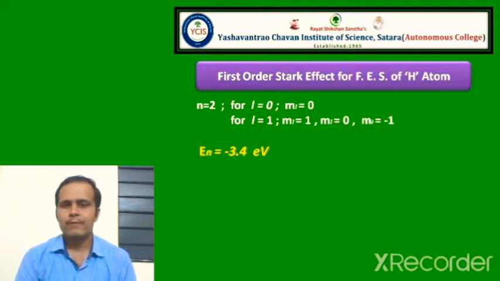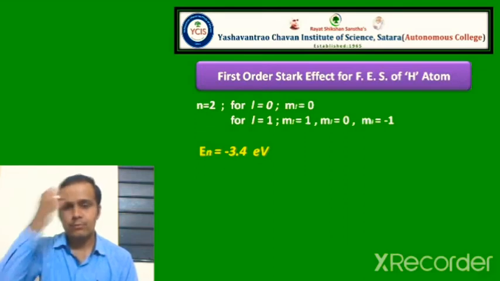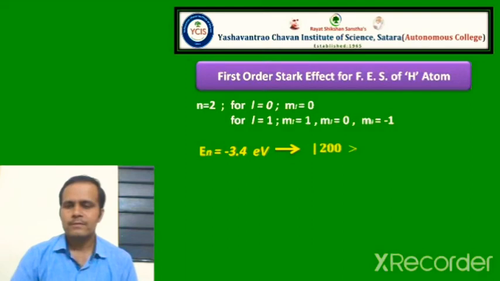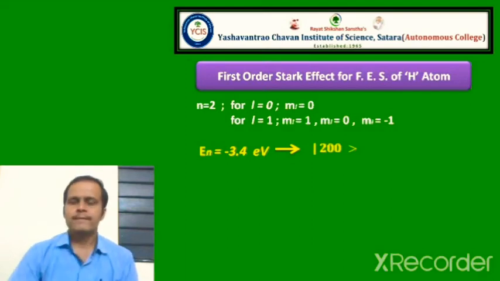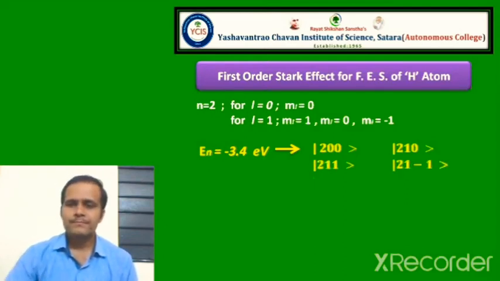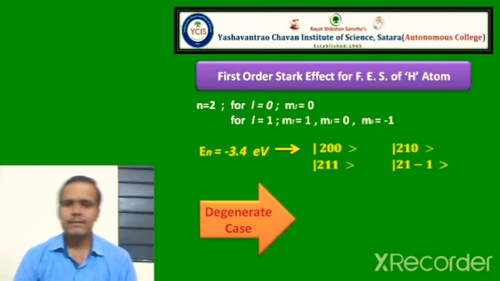So now we have the various states: 2, 0, 0 state, 2, 1, 1 state, 2, 1, 0 state, and so on. So this is the first one. We can say it is 2s, then 2p, and so on. So with this, we have 4 different states having same energy minus 3.4 electron volt. And here we can say this is degenerate case, because there are various states having same energy.